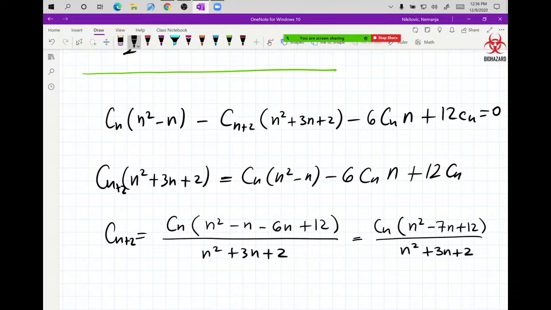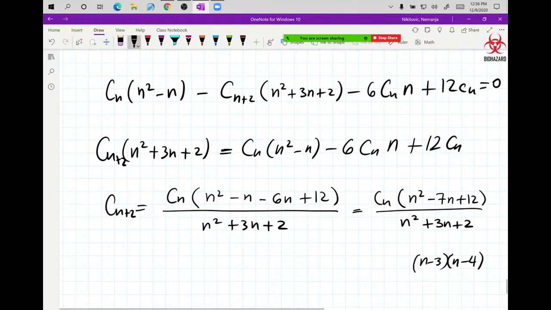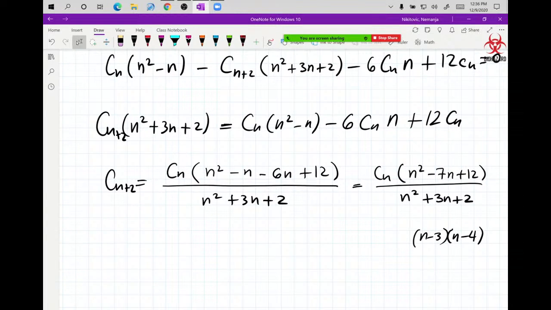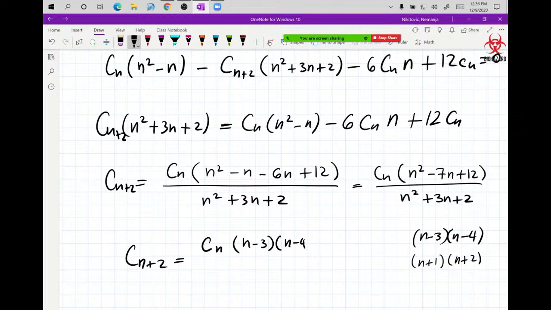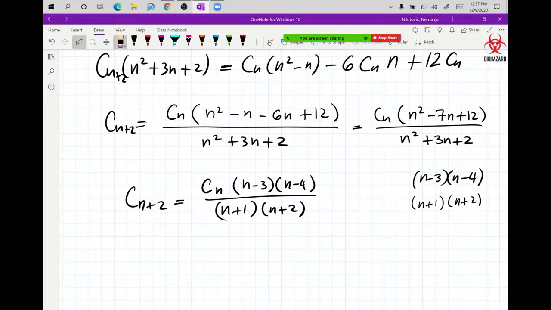Now, the numbers that factor on top are n minus 3 and n minus 4, and the numbers that factor on the bottom are n plus 1, n plus 2. It helps us in calculations, obviously, because why would you do the squares and sevens if you can just add and subtract in linear terms? So Cn plus 2, as you can see, dare I say, beautifully simplifies into n minus 3, n minus 4 divided by n plus 1, n plus 2. So that's our life now.